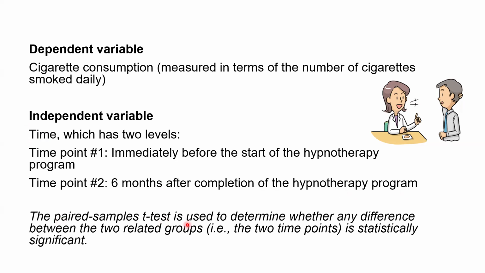Now, the paired samples t-test will be used here to determine whether any difference between the two related groups, okay, that is, between the two time points, would be statistically significant.